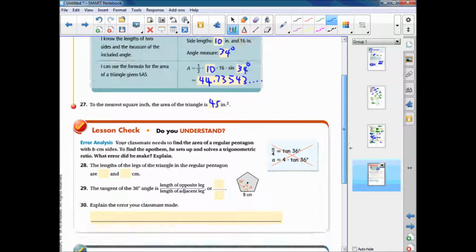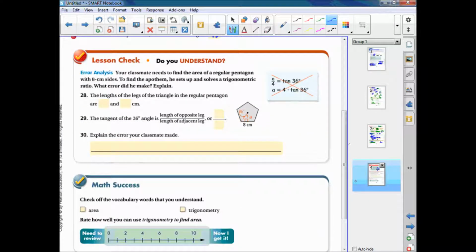All right, so we have a lesson check. As always, you should pause the video, try the lesson check yourself, and then come back afterwards. But welcome back. All right, so area analysis, your classmate needs to find the area of a regular pentagon with 8 centimeter sides. Okay, to find the apothem, he sets up and solves a trigonometric ratio. What error did he make in his ratio here?